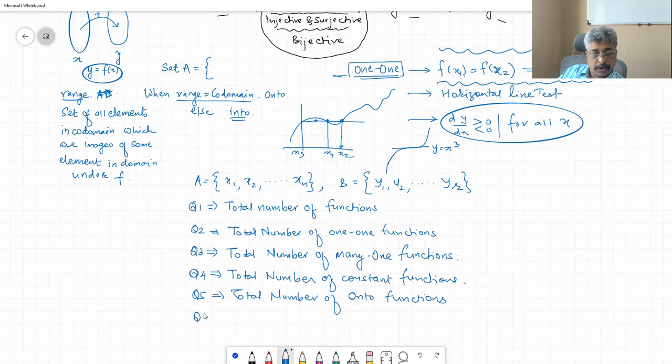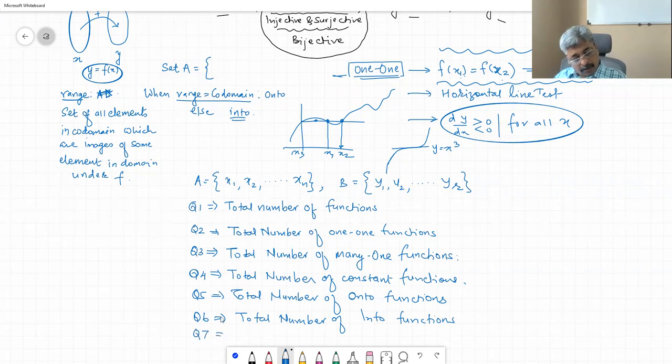Question six, total number of into functions. And question seven, total number of one-one onto functions.